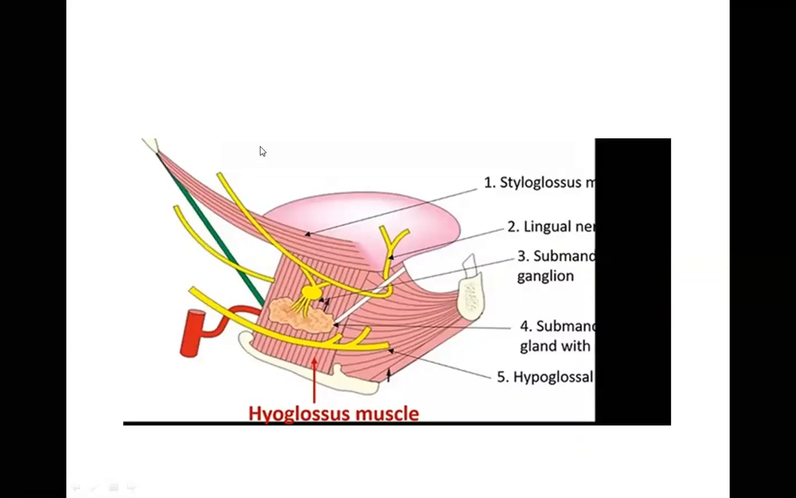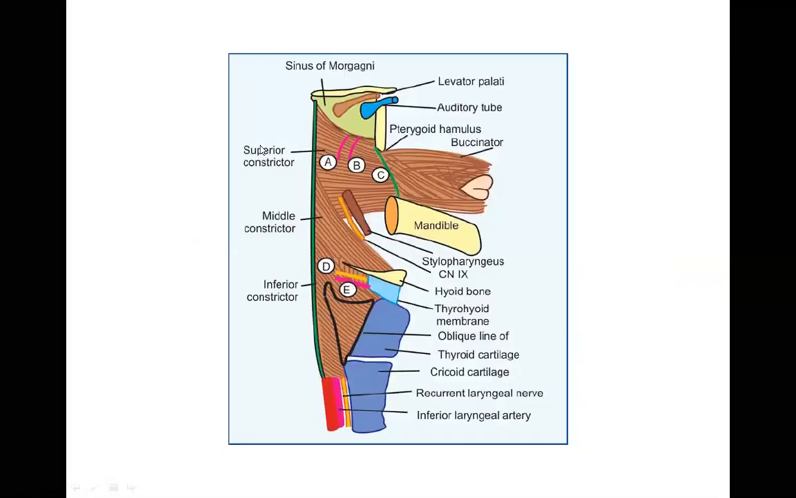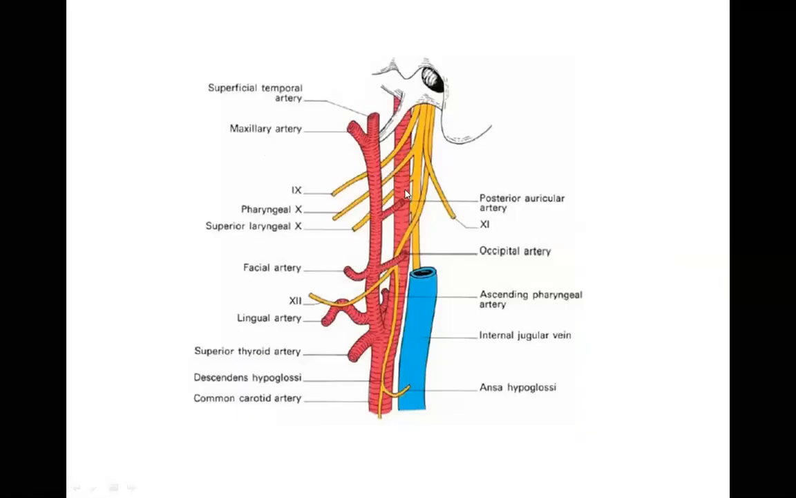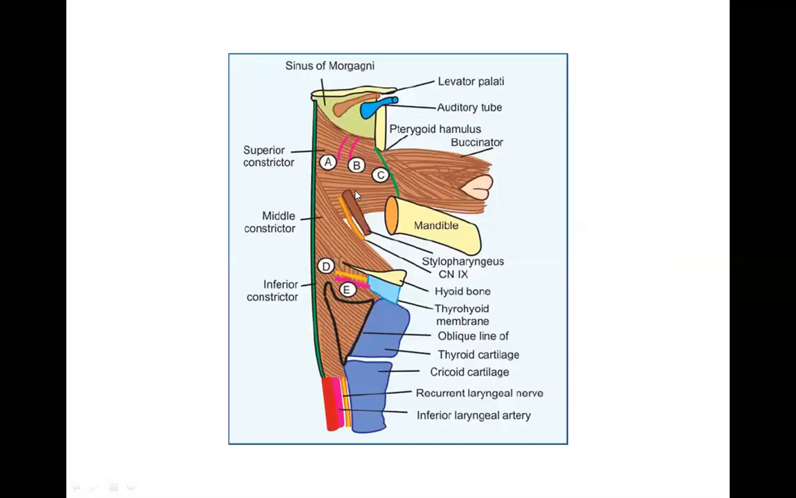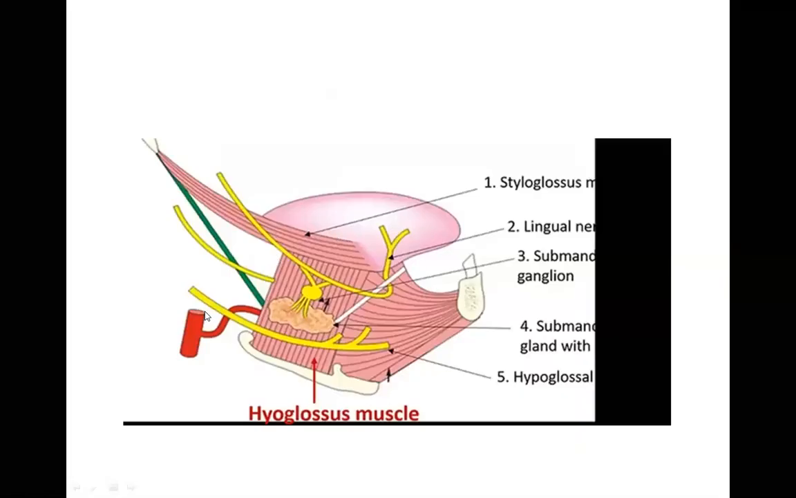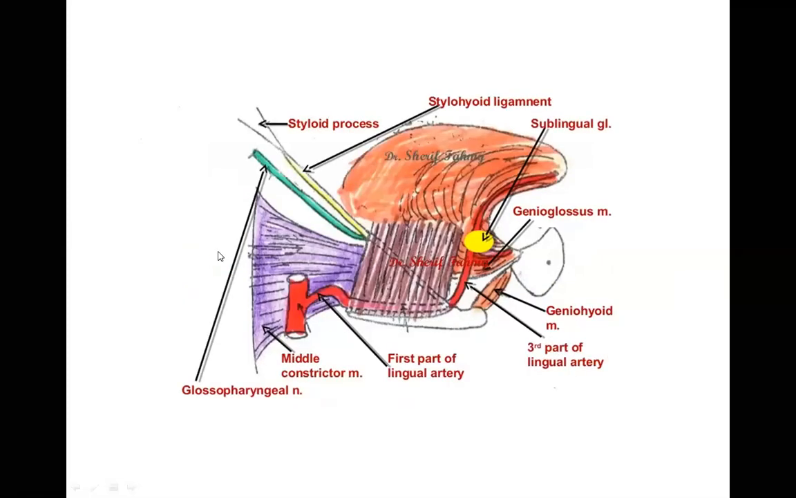So hypoglossal and glossopharyngeal are always taught together because they have a connection. Hypoglossal passes the internal and external carotid on the lateral aspect, while glossopharyngeal passes in between them. It also passes in between the superior and middle constrictor muscle of the pharynx, and then hypoglossal nerve passes superficial to the hyoglossus muscle. Glossopharyngeal passes deep to it.